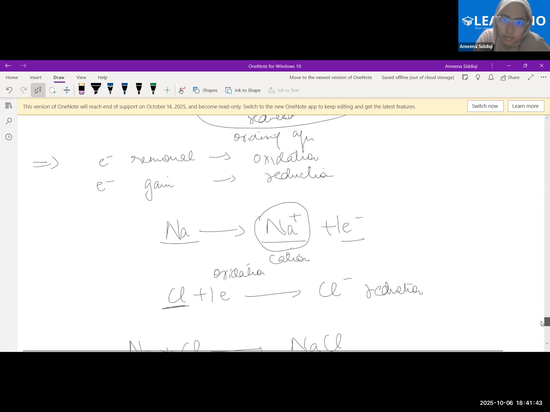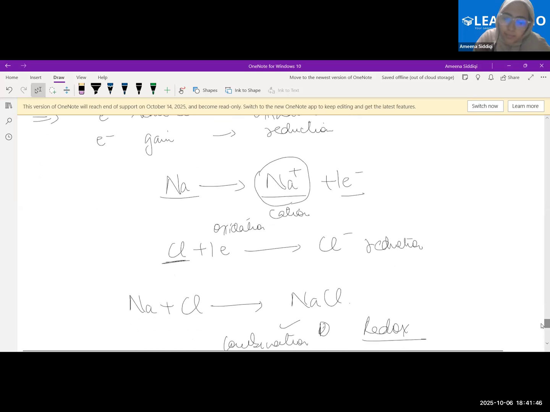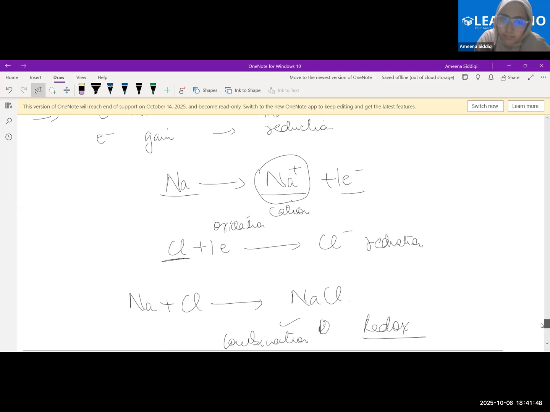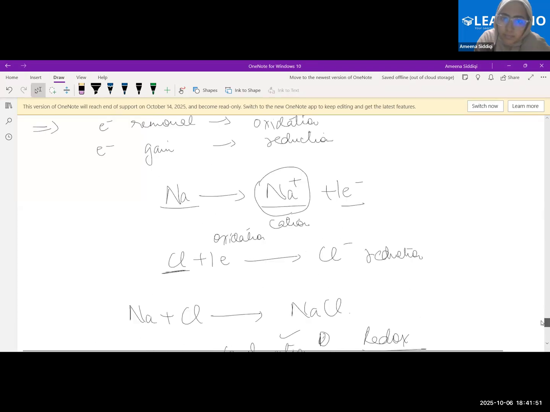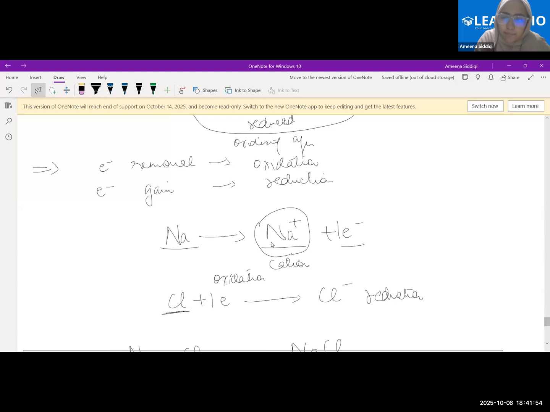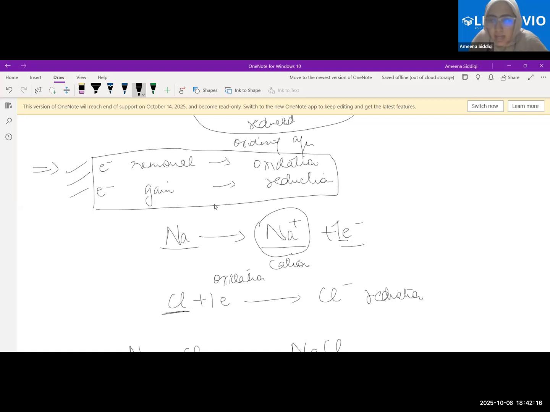Let's scroll it from this point. What is that? Na plus, and then plus one electron. First, I think you should write this also if you have not written. This is important. This is the meaning of redox reaction, oxidation and reduction in terms of electron gain or loss.